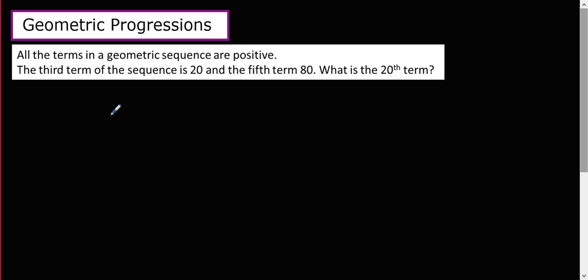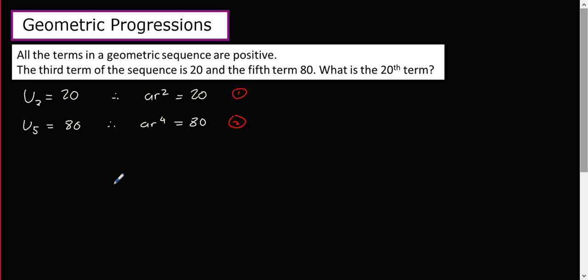So a very similar question here to the last one. Again, we're going to write down all the information that we know. We know that u3 is 20, and we can go one step further and say that means that ar squared is 20. Okay, we know that u5 is 80, and that means that ar to the 4 is 80. Now we've got our two equations again, and we're just going to use that division in order to find out what the common ratio actually is.